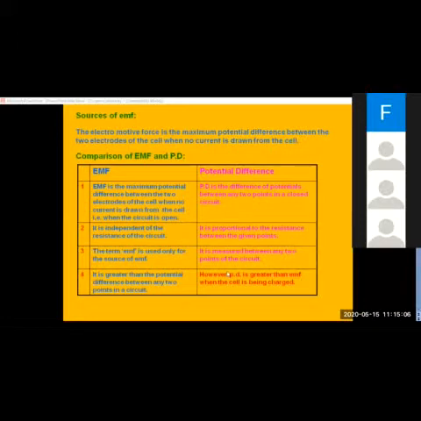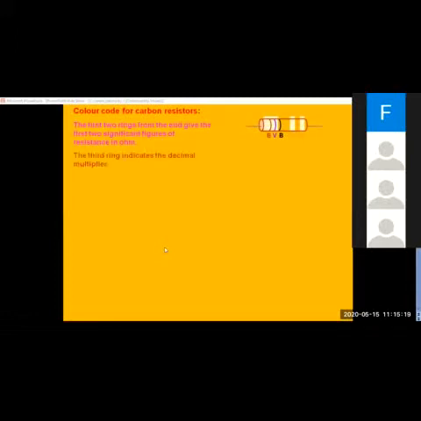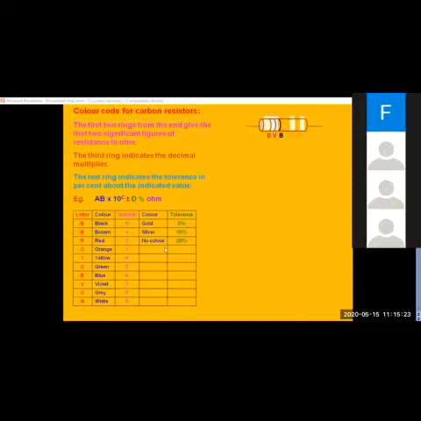So once you know what is the difference between EMF and your potential difference, we'll go on to the next topic, color coding. This is a very interesting thing to learn. I want you to have a paper, pen in your hand. So we'll try working out a few things. A resistor is nothing but you will have a small, very small, say 0.1 centimeter. That centimeter will be the length of the resistor. You can see my pointer pointing, that is called a resistor.